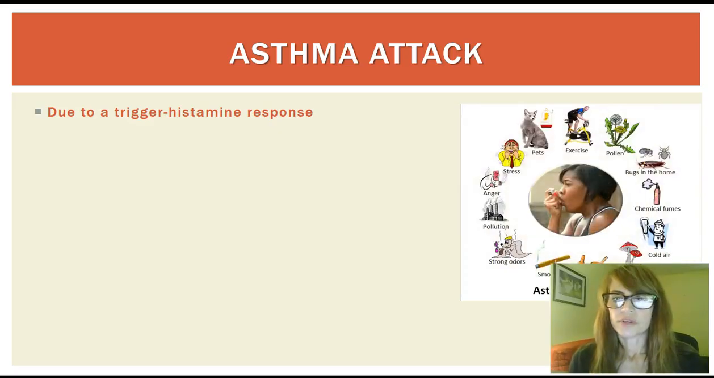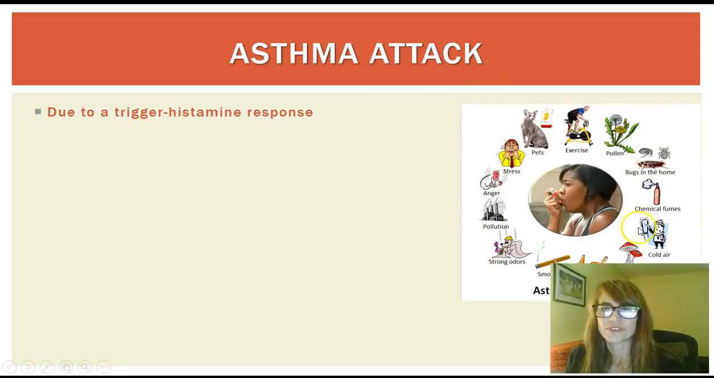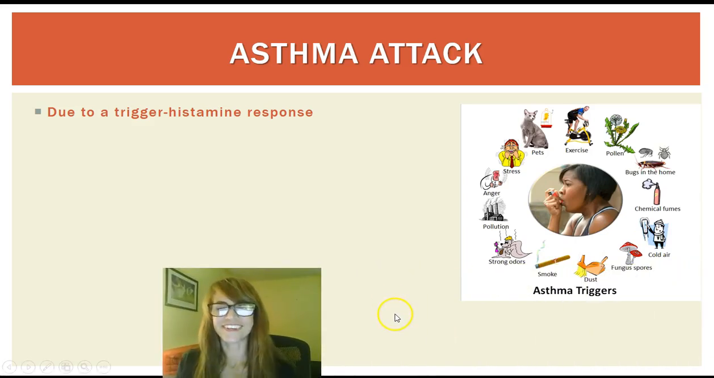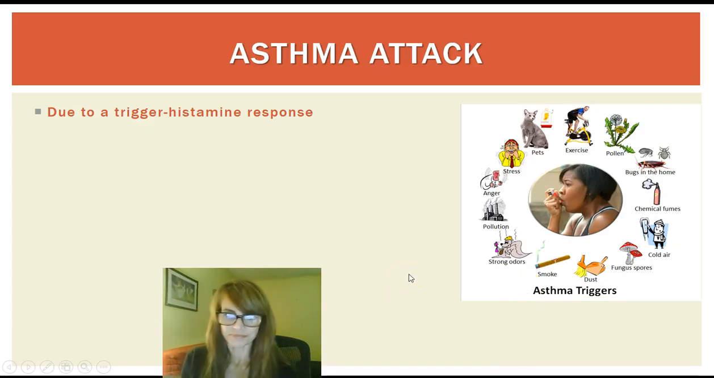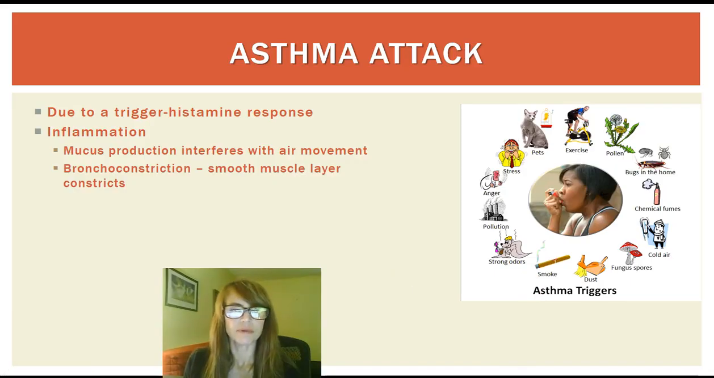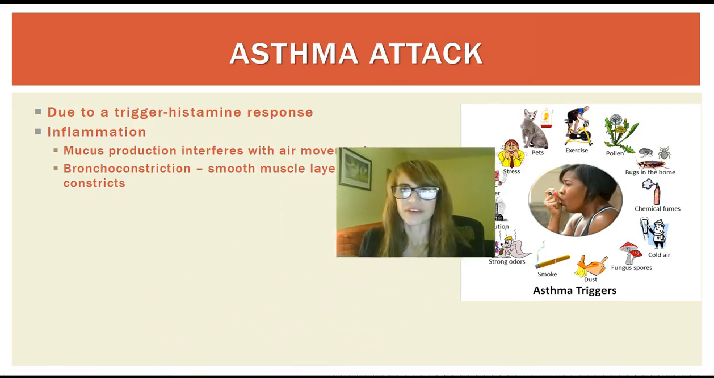So what could be a trigger? Pets, you see a whole bunch of different things could be a trigger. When we talk about exercise, it is up here. It is not an allergen, but it could also be a trigger for folks that have asthma. Okay, let me maybe move myself up and see how that works now.